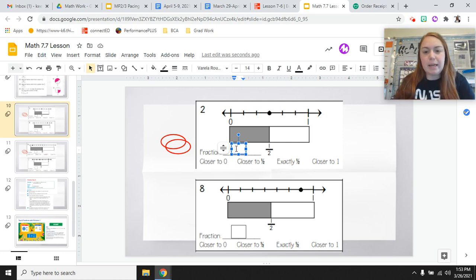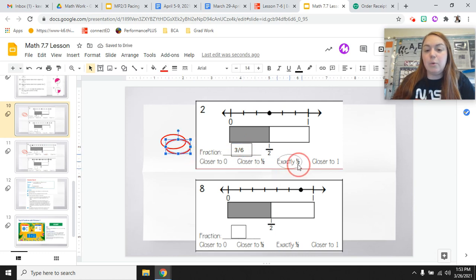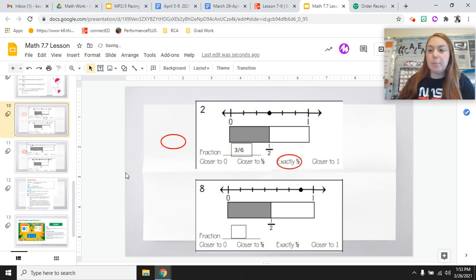This one would be 3/6. And it would say it is exactly 1/2. Because remember, when we come up with numbers on our number line, we look at how many spaces there are and then where it is on that number line. So how many spaces is your number on the bottom, or your denominator? And then the number of spaces to the dot is your numerator.